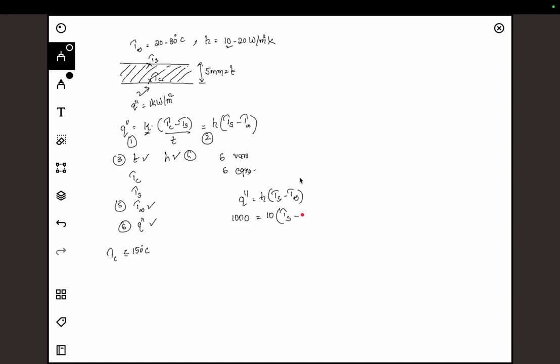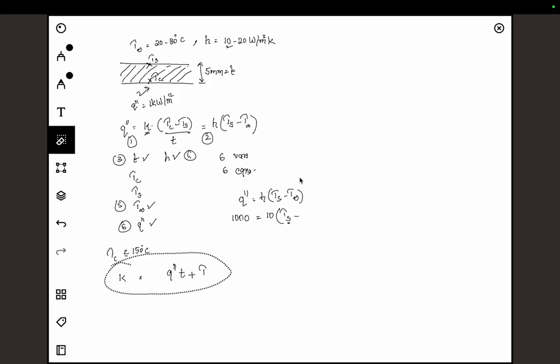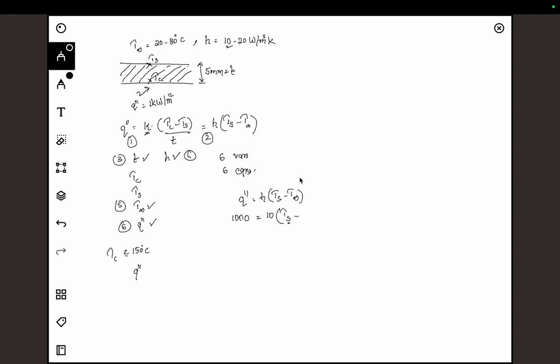Once I fix the value of T infinity here, I can get the value of Ts, which I can substitute back here and get the value of K. So basically K is Q double prime over Ts minus Tc. So once I know the value of this, T infinity is 20. You have chosen the minimum value for T infinity.